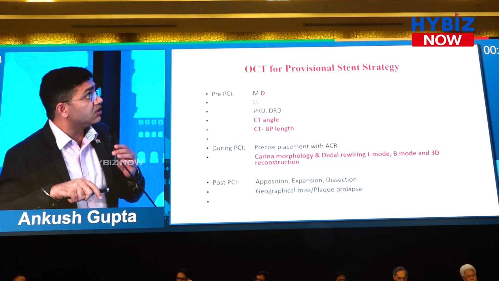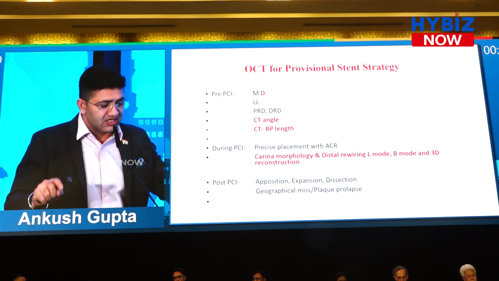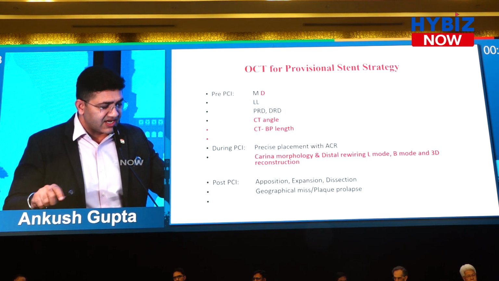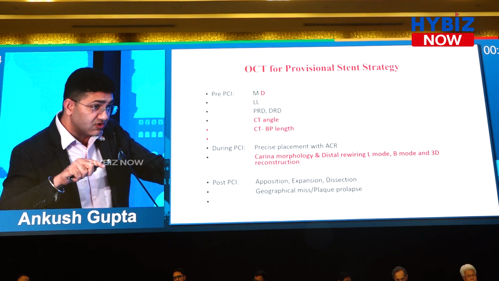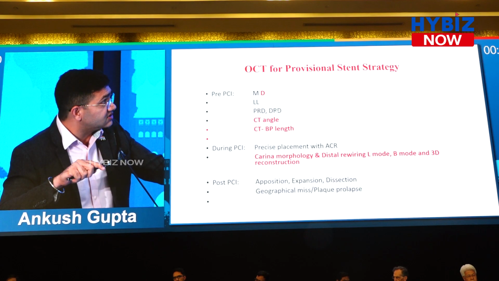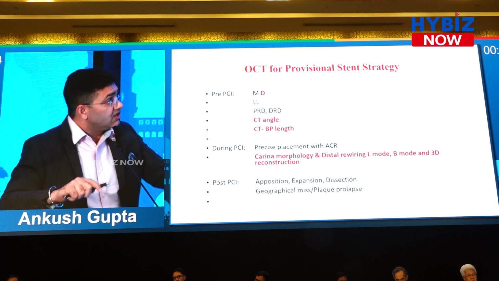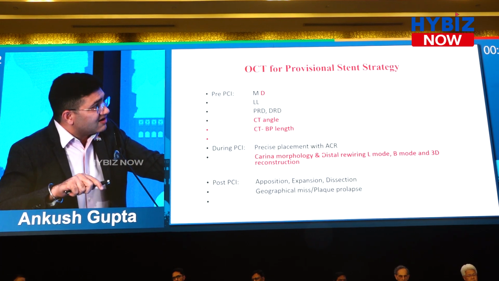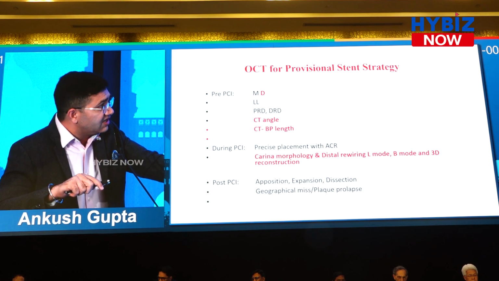Whenever you are using OCT for a provisional stent strategy, besides morphology, lesion length, and proximal and distal reference diameter, always look at the distribution of the plaque, whether you have calcium opposite to the side branch ostium. Look at the CT angle, look at the CTBP length. During PCI, if you are going for KBI, always confirm your distal rewiring with all three modes: L mode, B mode, and 3D reconstruction.